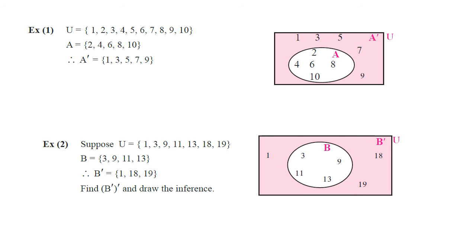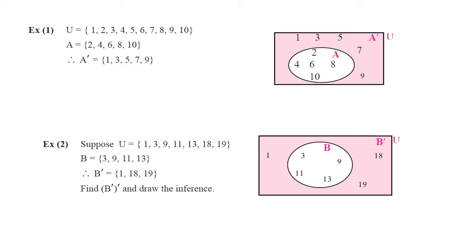Let's see some examples. Let U be the set of natural numbers from 1 to 10 and A is the set of even numbers, then of course A complement will be the set of odd numbers. For understanding it more clearly, let's see the example with the help of a Venn diagram. As we all know, the universal set is represented by a square. Inside the square we will write all the numbers, and inside that we will represent the set A.